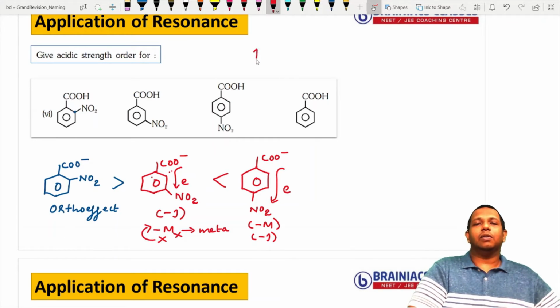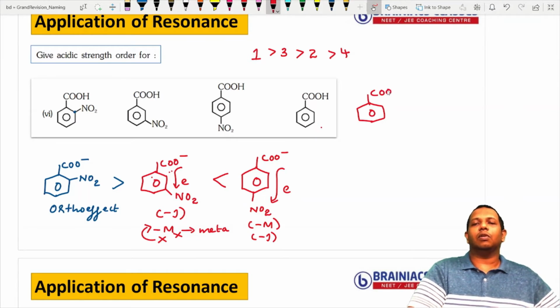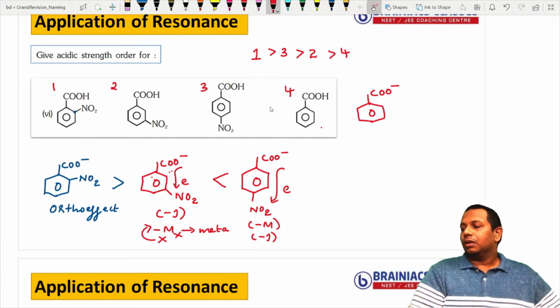So my order will be: first one will come, then third one will come, then second one will come. Okay, and last this one will come, because in this case there is only benzoic acid. There is nobody to stabilize the CO minus ion present here. So the order should be, if this is 1, this is 2, this is 3, and this is 4, the answer should be: who will come first? 1. Okay. Then who will come?